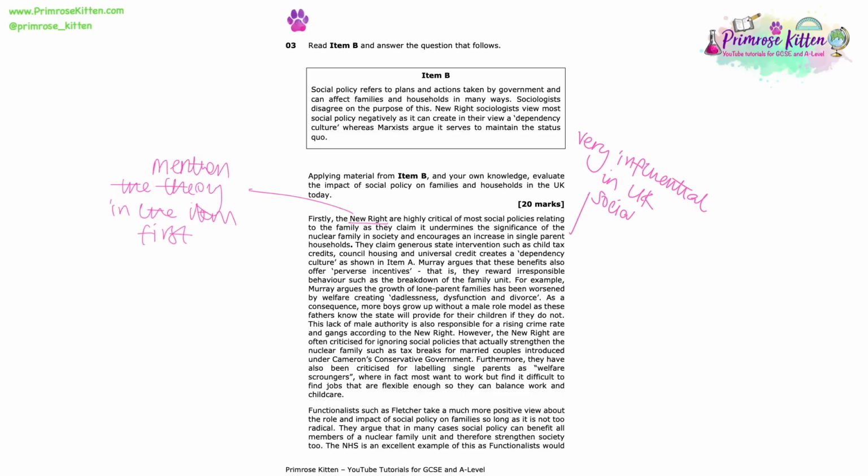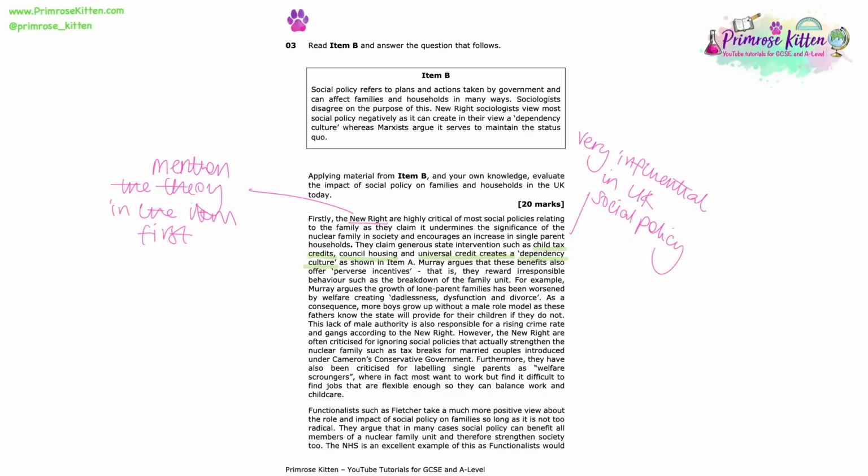So they claim generous state interventions such as child tax credits, council housing and universal credit creates a dependency culture as shown in item A. So straight away there, I am also providing specific examples of the types of social policy that the new right are negative about, with reference to a concept in the item. What I need to do is also make sure that I define these concepts.